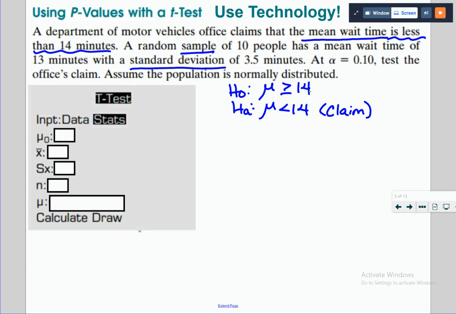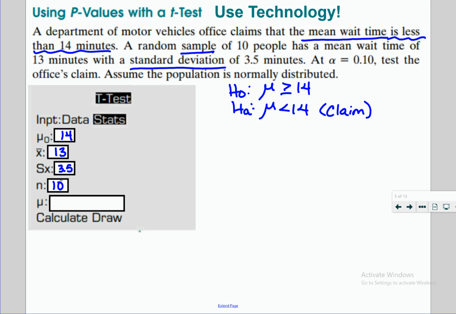Okay, things that we're going to put in the calculator, and we'll get to the actual menu in a second. You can see the mu sub 0 there. That number, remember, is what we see in our hypothesis. It's whatever the claim is being made about. So in this case, it's going to be 14. My x bar is my sample mean. The sample mean was 13 in this problem. And now our standard deviation, we're going to see the S for sample instead of the little sigma for population. Standard deviation was 3.5. My N, my sample size, is 10.